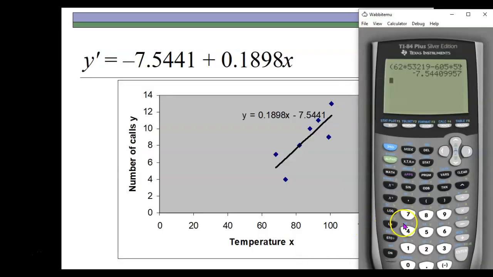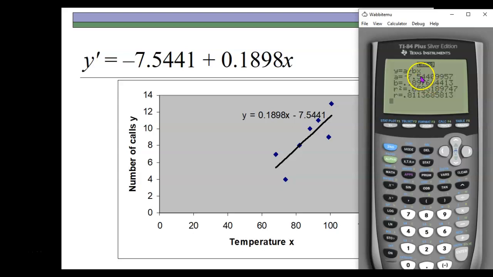Now, another way we could get it, instead of calculating it ourselves, is if you have entered the data points into the graphing calculator, like I showed you last time, and then you push stat, go to calc, go down to number 8 on the list, LinReg, which stands for linear regression, a plus bx. Hit enter a couple times. It shows me that A is negative 7.5440997, and B is 0.18976, and so on. So it gives me the A and the B for the equation.